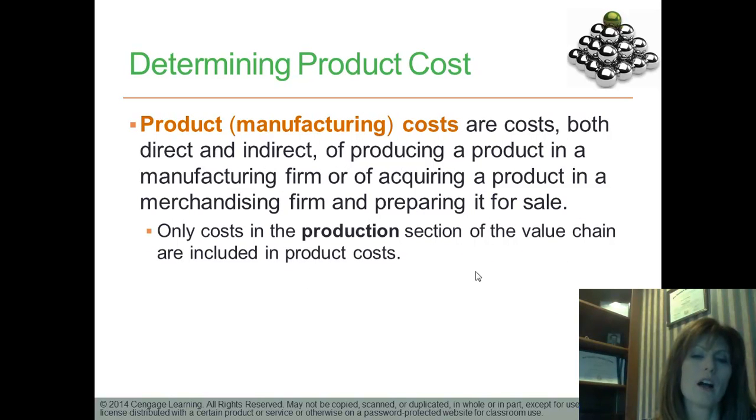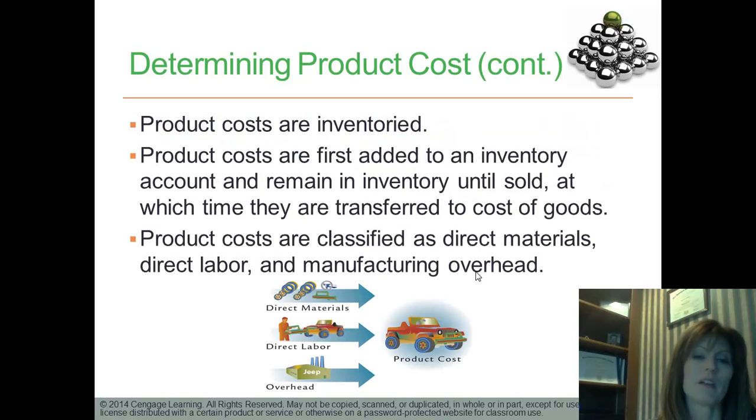Product cost comes from the production section of the value chain. So when we look at product costs, we're talking about those specific things that you can kind of touch and see in the final product. We inventory our product costs. Again, remember in financial accounting, when we build stuff, it sits as an asset on our balance sheet until we sell it. When we sell it, it becomes an expense. It becomes cost of goods sold expense.